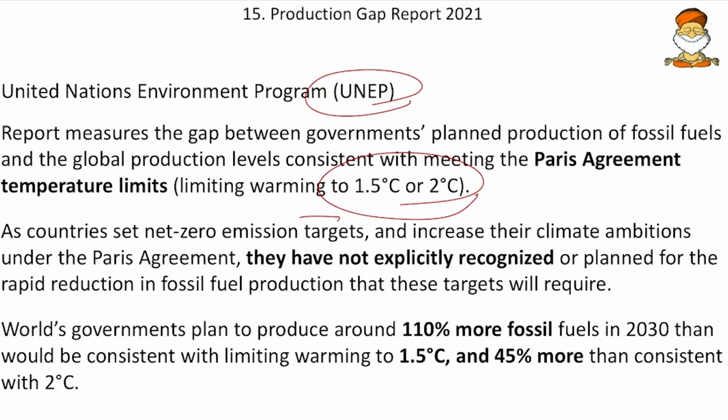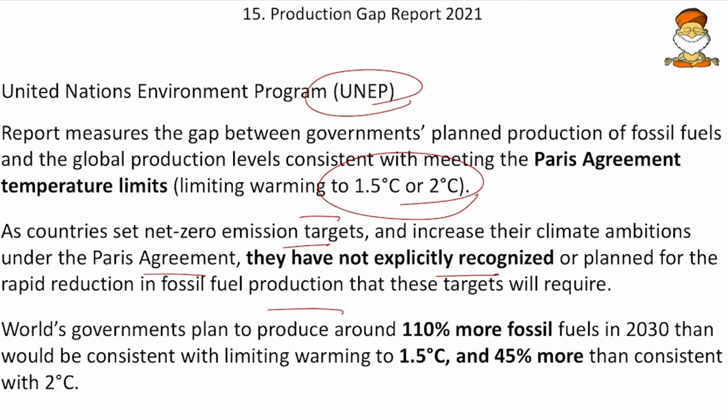Then as the countries set net zero emissions targets and increase their climate ambitions under the Paris Agreement, they have not explicitly recognized or planned for the rapid reduction in fossil fuel production that these targets will require. So friends, they are speaking of net zero emissions, they are planning for solar missions, and they are setting good targets for generating renewable energy, but the curbing of fossil fuel is not taking place. So along with renewable energy, we should also stop the use of non-renewable energy.